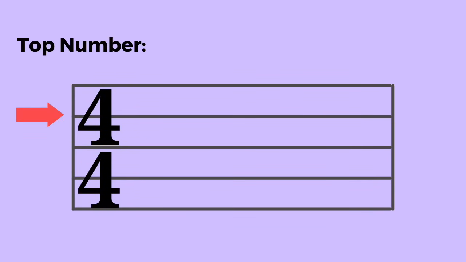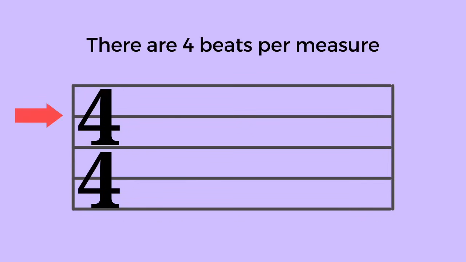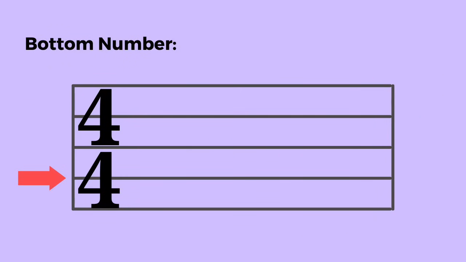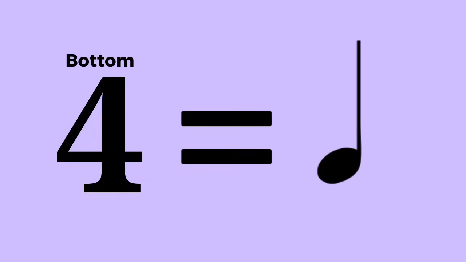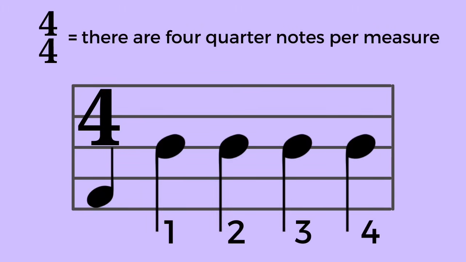The top number tells us how many beats can fit in each measure. Kind of. Because the top number is 4, there are 4 beats per measure. The bottom number tells us what kind of note gets 1 beat. Kind of. If the bottom number is 4, the 4 represents a quarter note. This means that a time signature that says 4/4 is actually saying 4 quarter notes. 4/4 tells us that there are 4 quarter notes in each measure.